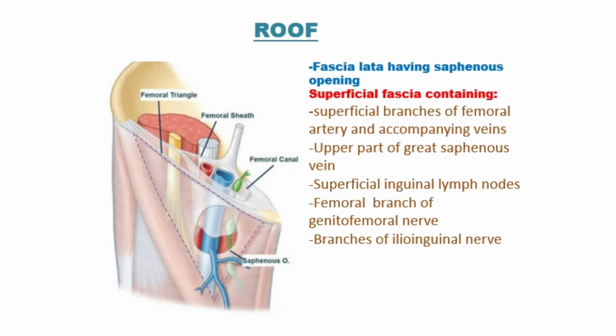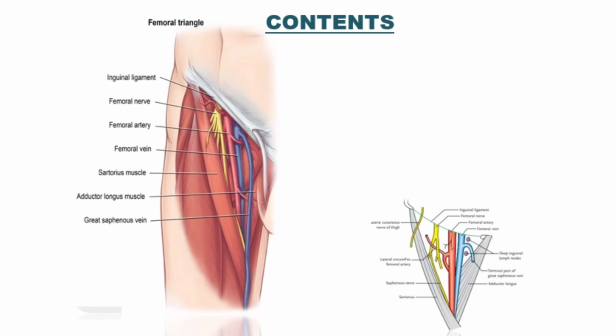Superficial fascia overlying the roof, it contains superficial branches of femoral artery and accompanying veins, upper part of great saphenous vein, superficial inguinal lymph nodes, femoral branch of genitofemoral nerve and branches of ilioinguinal nerve.